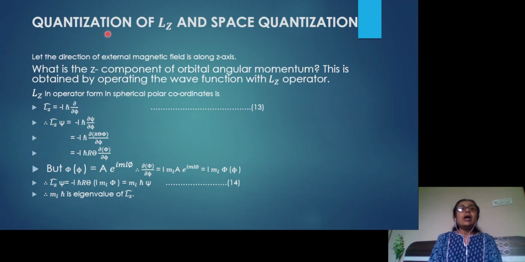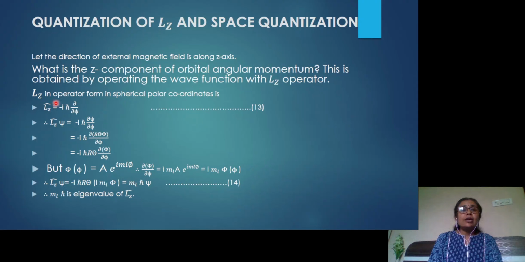Now we are going to see how Lz, that is the Z component of the L bar vector, is quantized, and how that leads to space quantization. Let us consider the direction of the external magnetic field along the Z axis. Now what is the Z component of orbital angular momentum? This we can obtain by operating the wave function of the electron in the hydrogen atom with the Lz operator, because we know that if we want to determine the value of a physical quantity, we can use the corresponding operator.